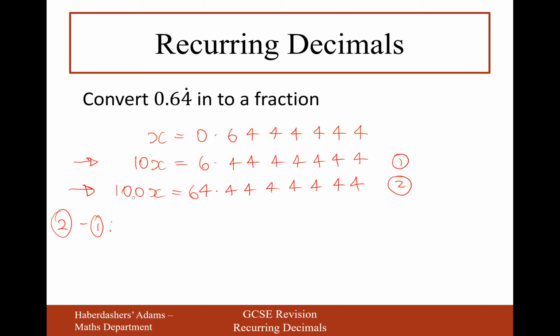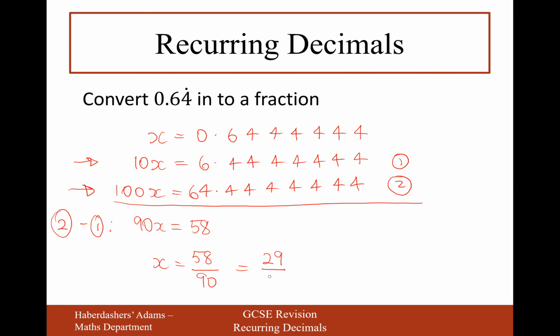Now be careful here, 100x take away 10x will leave me with 90x. And then 64 take away 6 will leave me with 58. And then the 4 will cancel out with the 4 all the way along in all of these decimal positions. And the last thing to do will be to divide by 90. So I'll divide by 90, and then I could even cancel this down a little bit. It'll be 29 divided by 2, 29 divided by 45. And there we are. If you type 29 divided by 45 into your calculator, you'll get 0.6444444.